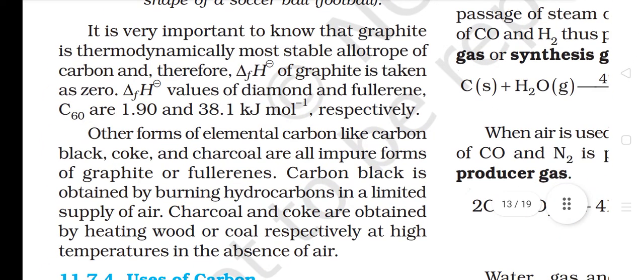It is very important to know that graphite is the thermodynamically most stable allotrope of carbon, and therefore the Δf H° of graphite is taken as 0. Δf H° values of diamond and fullerene C60 are 1.90 and 38.1 kilojoule per mole respectively. Other forms of elemental carbon like carbon black, coke, and charcoal are all impure forms of graphite or fullerenes.